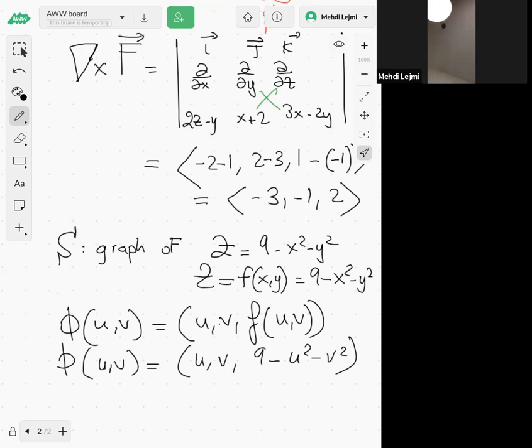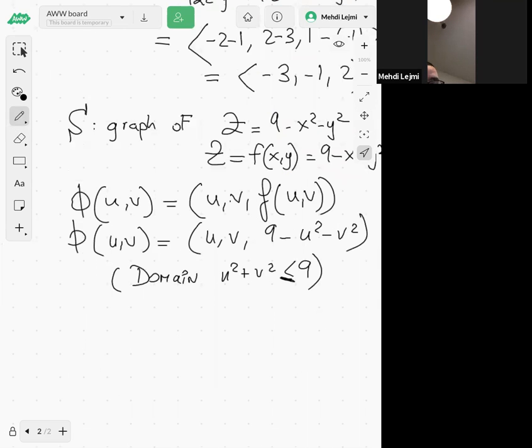Now, what is the domain here? We need z to be positive, so we need 9 minus u squared minus v squared to be positive. So we need u squared plus v squared to be less than or equal to 9. That's the domain. So that's my parameterization. It's just a graph, so it's straightforward.